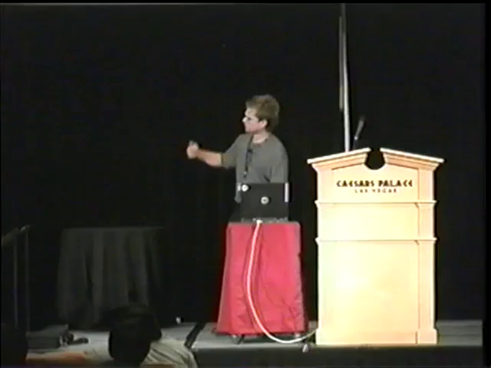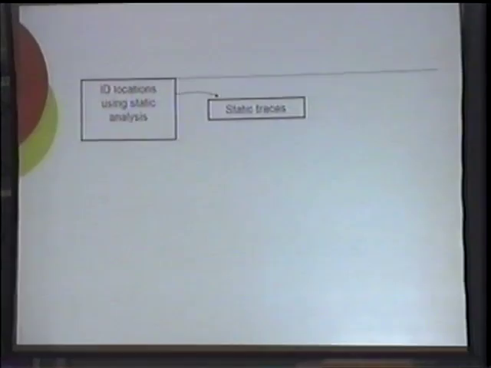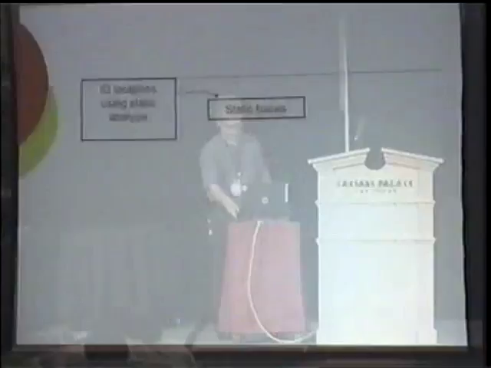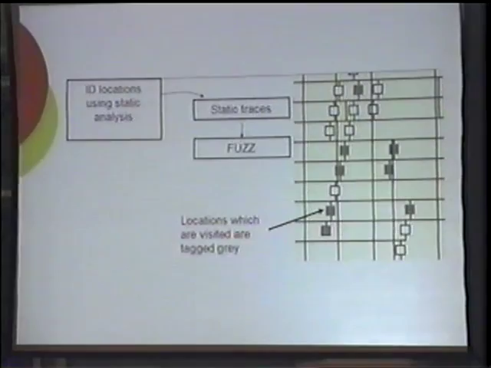How the process would work. The first thing we'll do is identify locations in the code using static analysis and perform static traces. You can see that data there. Then we'll fuzz the inputs while measuring, instrumenting the target. And here I'm painting every square that's painted gray I've visited using the breakpoint trick. And so my goal is to get down to the location, and you can see I actually hit it there.